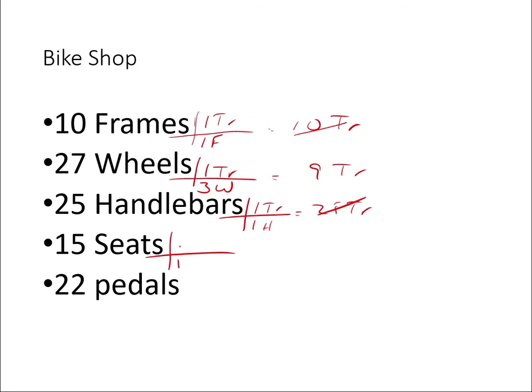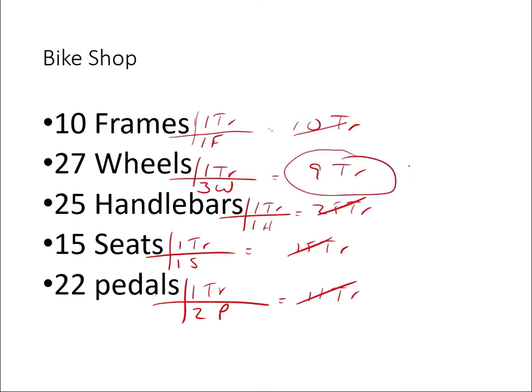15, again, 1-to-1 ratio, so you very quickly in your head figured that was a bad number, got rid of that. And then maybe you had to pause slightly on pedals to say there are 2 pedals for every 1 tricycle, and therefore you have 11 tricycles, and immediately cross that out of your head and say, well, that's too many. I can only make 9. And you came up with 9. And you did that quick. You did that in probably less than 5 seconds.